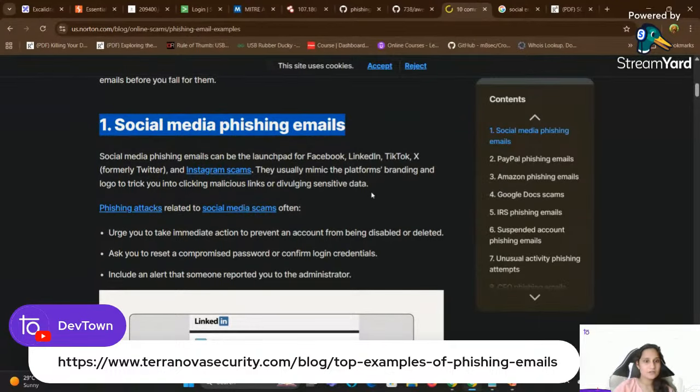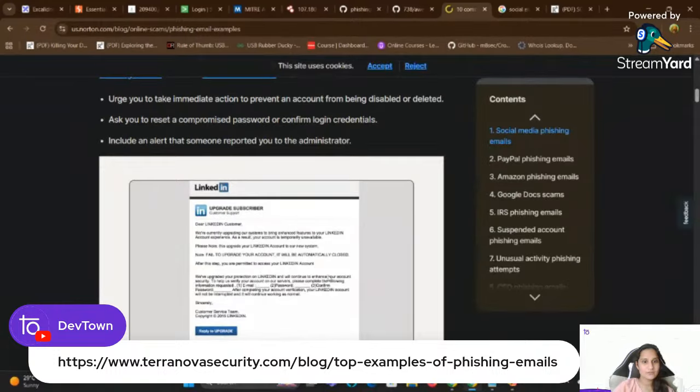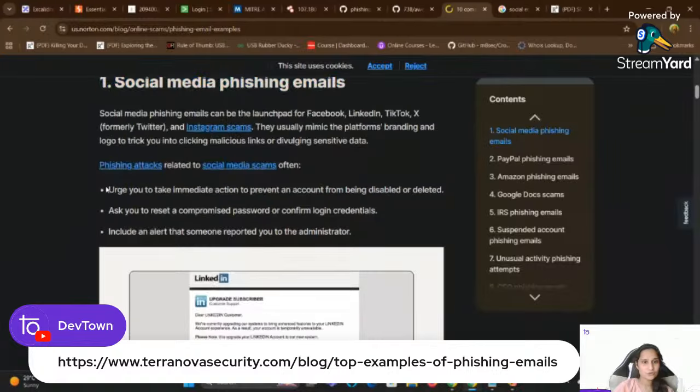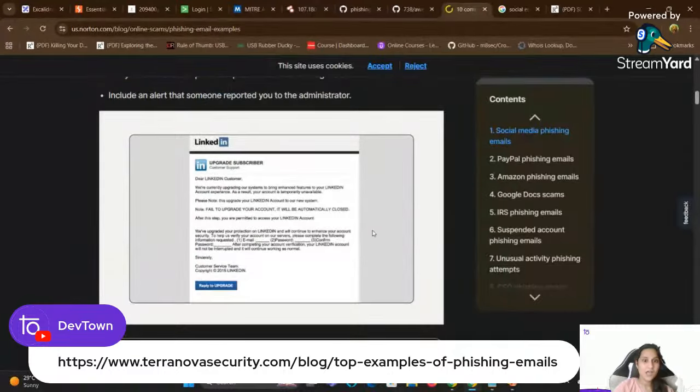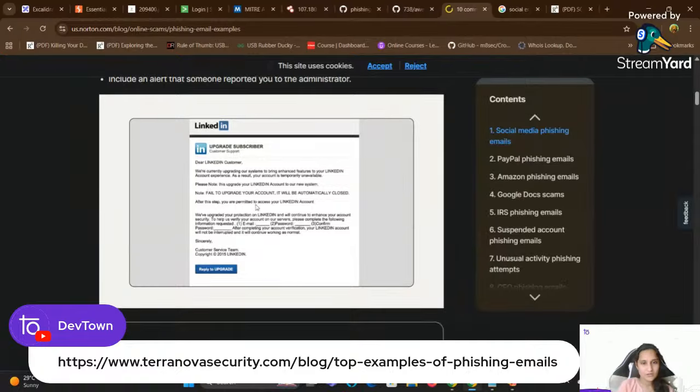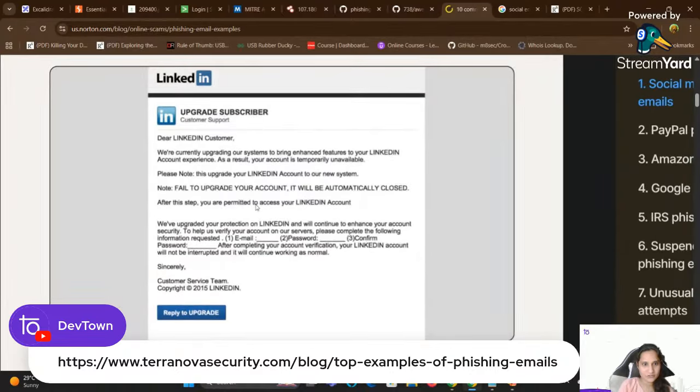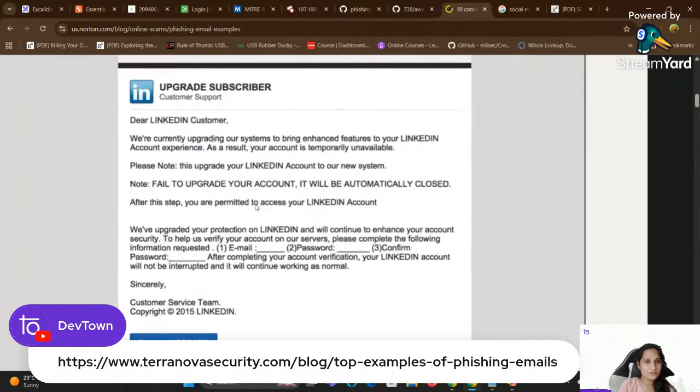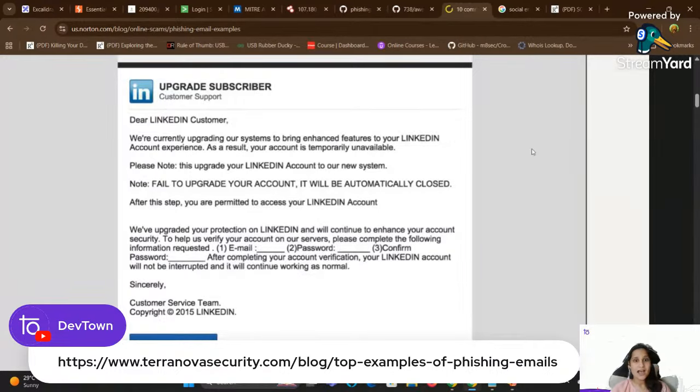You can see there is a LinkedIn email that you have received, and there is an urge for you to take immediate action to prevent an account from being disabled or deleted. One such example is this, guys. Let me just zoom it out. Dear LinkedIn customer, we are currently upgrading our systems to bring enhanced features to our LinkedIn profile and account experience. As a result, your account is temporarily unavailable, which shows an urgency, guys.